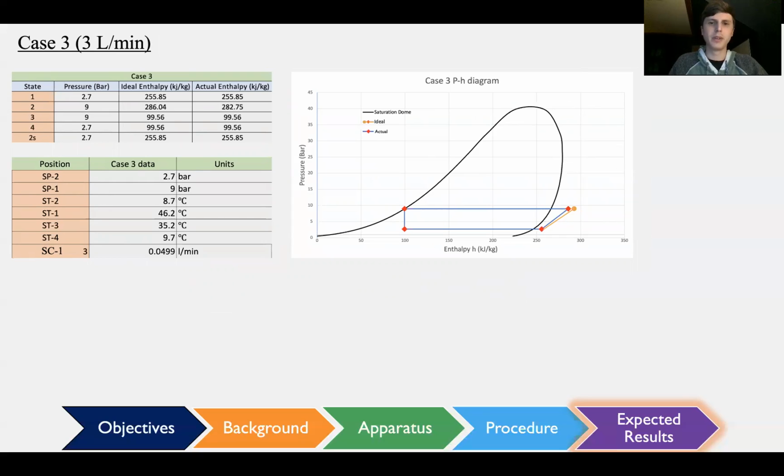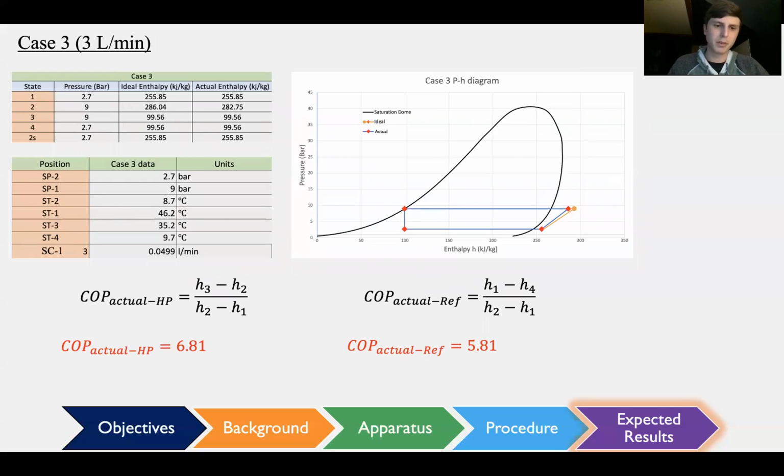Same thing for case 3 we're doing. We found our enthalpies, put the pH diagram there. We found our coefficient of performance for the heat pump to be 6.81, and for the refrigeration was 5.81.